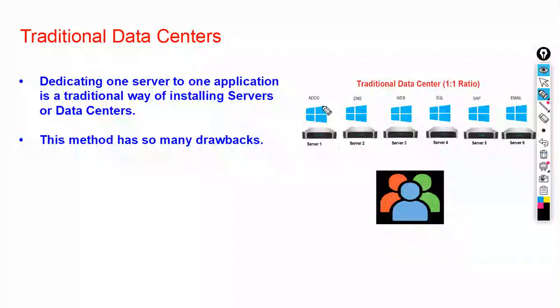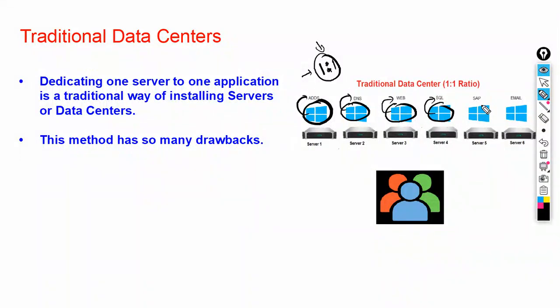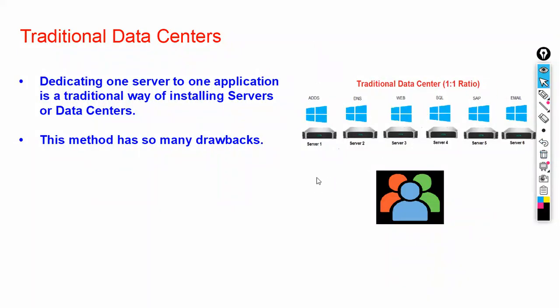So guys, what is our main goal here in the 1:1 ratio? What are we trying to achieve here? Reliability. We are providing reliability in the 1:1 ratio. Our aim is to provide a separate operating system for a separate application, right? Each application should have a separate operating system. All right. But it has so many drawbacks.